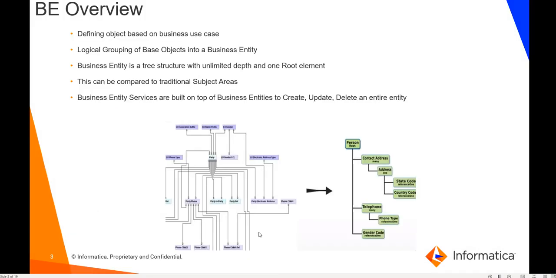First of all, business entity overview. A business entity is a defining object based on the use case. Business entities represent entities of significance to an org. Orgs define business entity types to represent customer, supplier, etc. But in the current MDM build, a business entity is a logical grouping of base objects in a single entity. So basically, it's an aggregation of different base objects into a single unit.